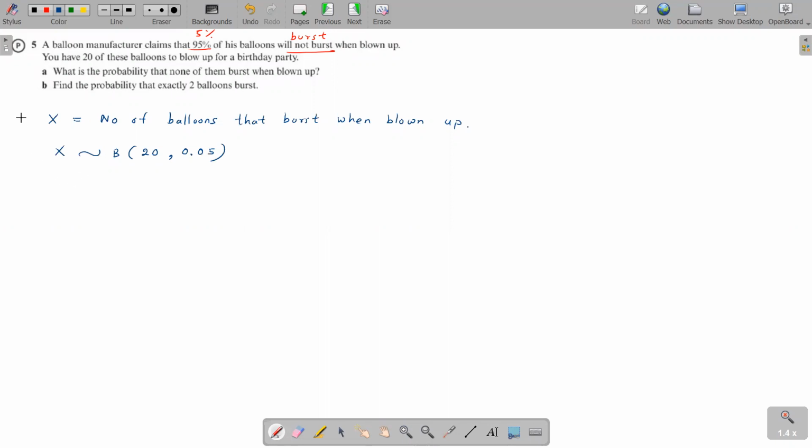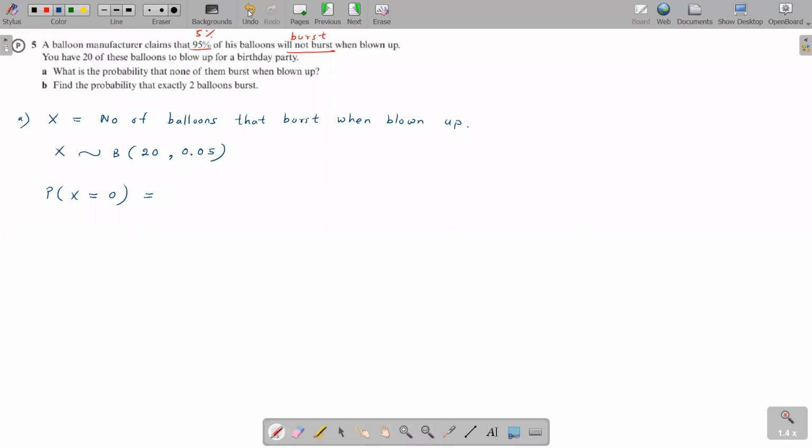Okay, so part A, what probability are we supposed to find? What is the probability that none of them burst? So x is the number of balloons that burst. If none of them burst, what's the x value? X is equal to 0, right? So x is 0 means none of the balloons burst. So let's now use the equation.